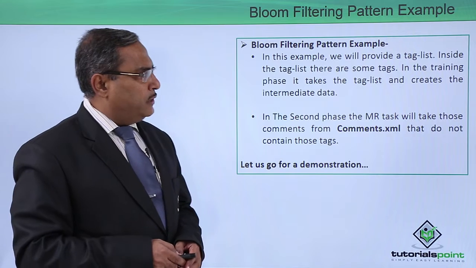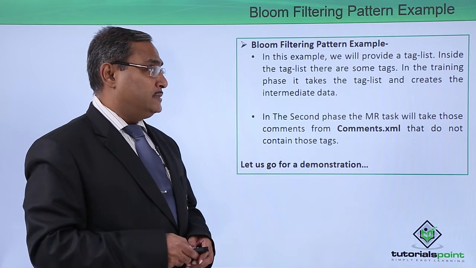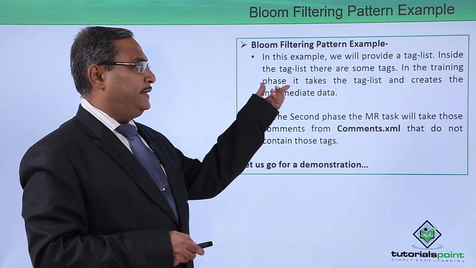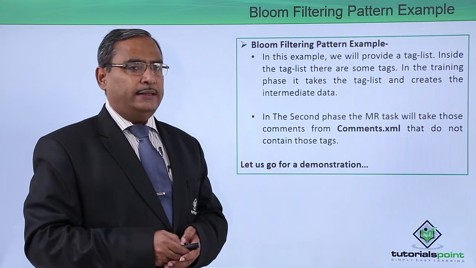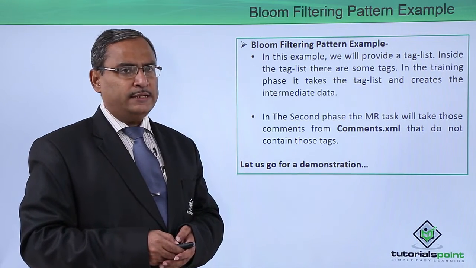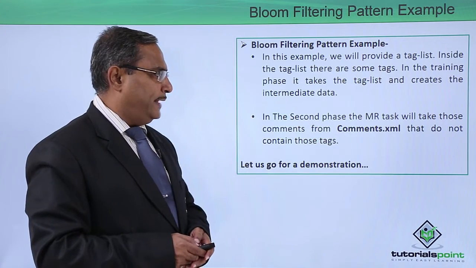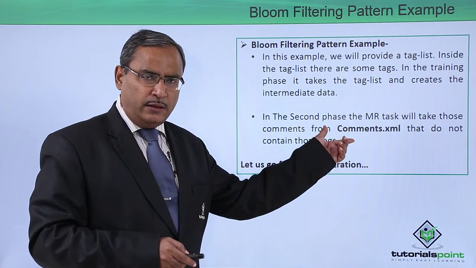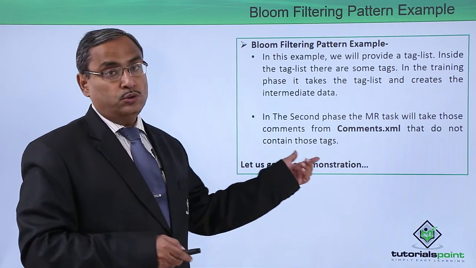In this example, we will provide a tag list, and inside the tag list there are some tags. In the training phase, it takes the tag list and creates the intermediate data, and that intermediate data will be saved on the HDFS. In the second phase, the MR task will take those comments from the comments.xml. We have one XML which is known as comments.xml that does not contain those tags.